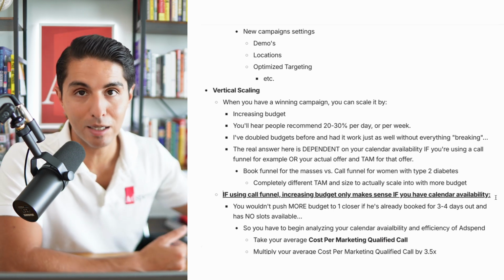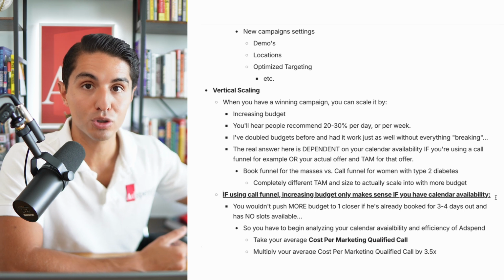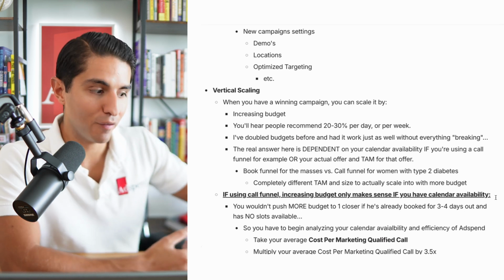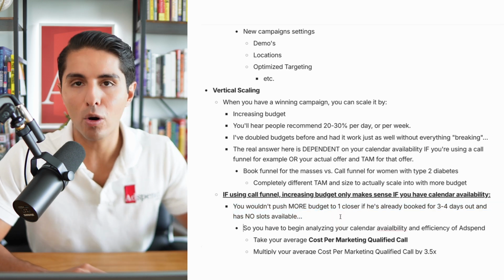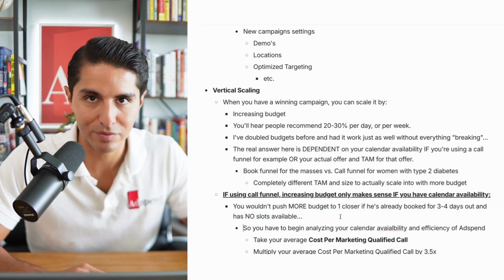I've got to make sure I have another CSM to take care of the amount of people that a new closer enrolls into our program, my fulfillment system, all these things, right? And so you wouldn't push more budget to one closer if he's already booked for 3 to 4 days out, right? And you have no slots available. It just wouldn't make sense.